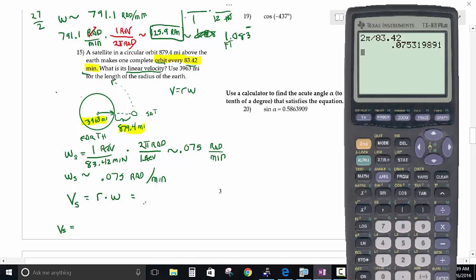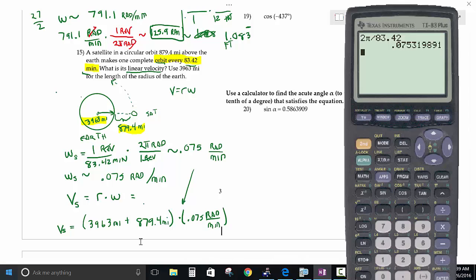All right, so here's what we do now. We got the radius we said was these two things added together. So we have the radius of the Earth, and then we have the height of the satellite. Okay, and then what we're going to do is multiply that now by the correct thing. Okay, now we can get the answer. And we can just do this in one step on the calculator if we want to. We can just go parentheses, get the calculator to add the radius up for us. So 3963 plus 879.4, close parentheses, and then times 0.075.